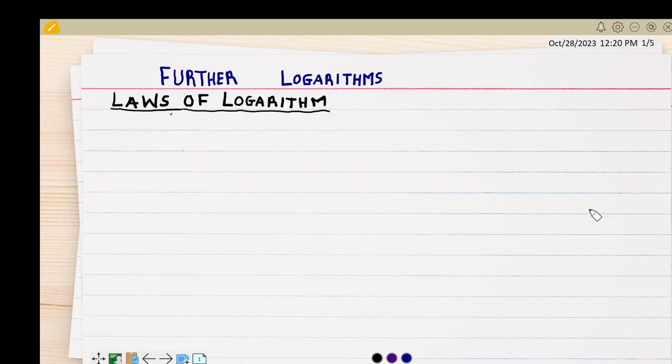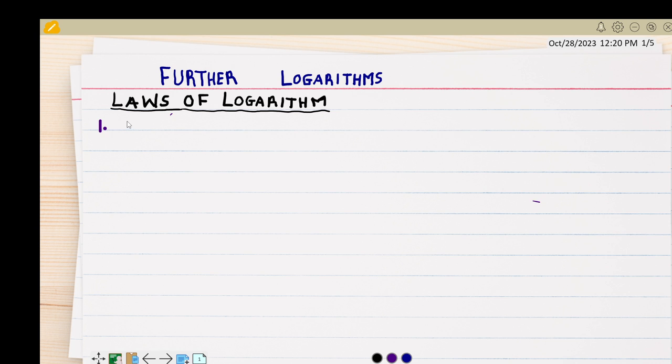It is our first lesson on a given mathematics Form 3 topic, which is called further logarithm. So let me start by giving you the key information that you need to know as far as this particular topic is concerned. And the first thing you need to know is what we call the laws of logarithm. So let's start by highlighting the laws of logarithm.